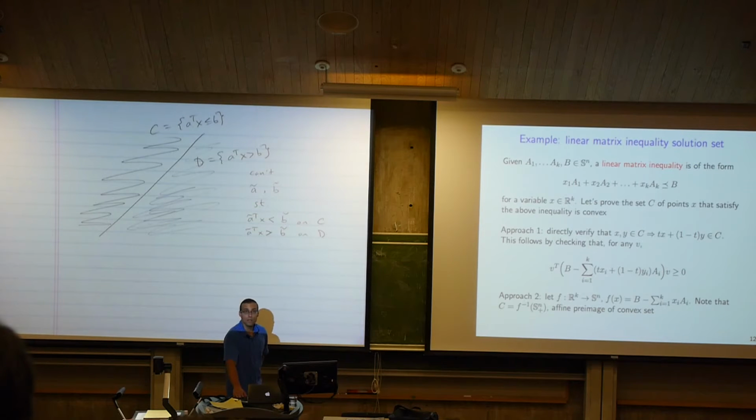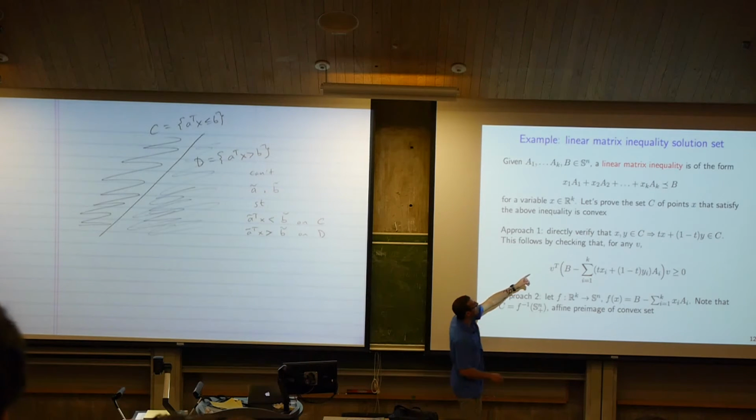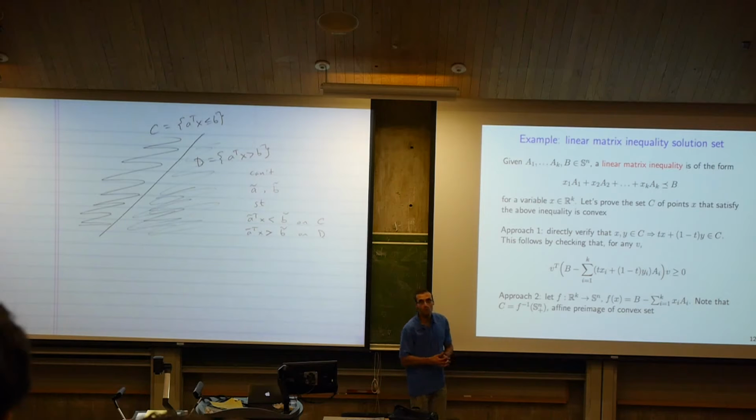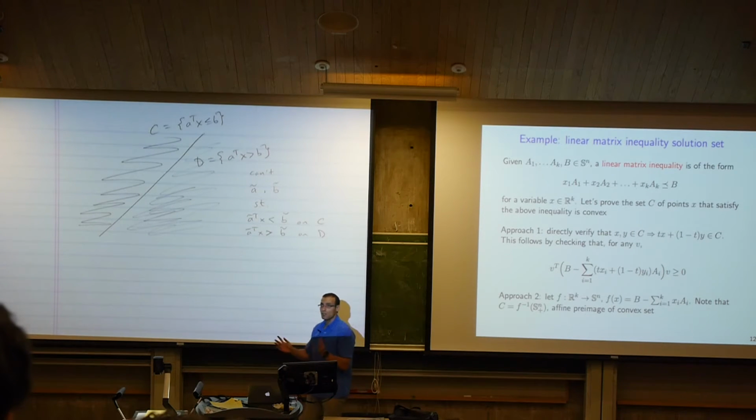look at an example of how we use these properties. This is something called a linear matrix inequality. If you are interested in SDP programming, or SDPs, and/or you'll be forced to be interested in SDPs because we'll cover them in this course, then you'll see inequalities of this form. This is an inequality in a variable x, given matrices A1 through AK and a matrix B. All I'm going to tell you is that these matrices are symmetric. They don't need to be positive. There are symmetric matrices A1 through AK and a symmetric matrix B.